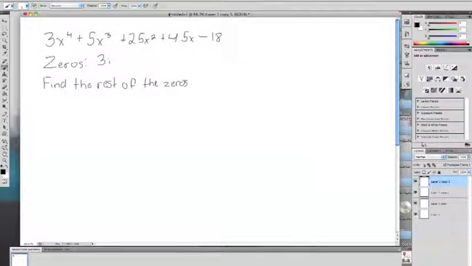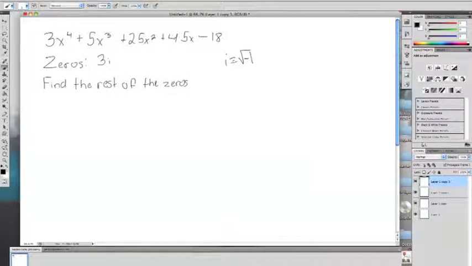Okay, let's say we're given an equation like so, and we're given a zero. And what's special about this zero is that it has an i, which means it's an imaginary. In case you don't know, i equals square root of negative 1. Okay, so our task is to find the rest of the zeros.